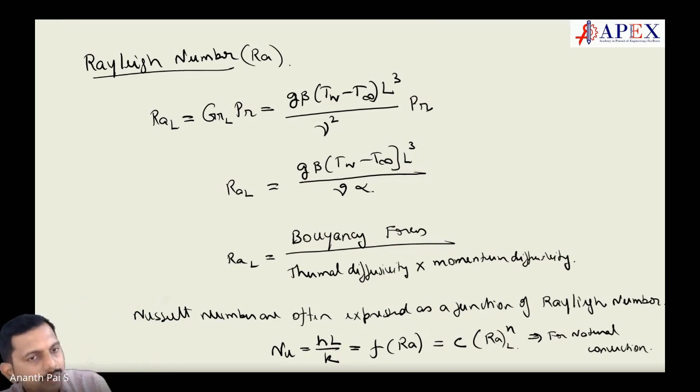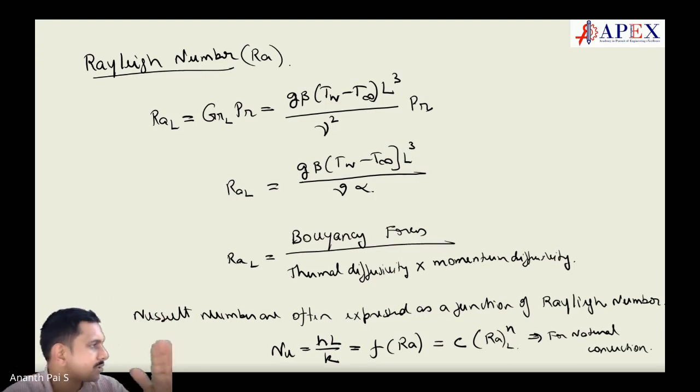Now in all these cases in natural convection, all the points which were mentioned, like constant heat temperature, constant heat flux, based on these conditions, different functions are there, which you can see in your data handbook.